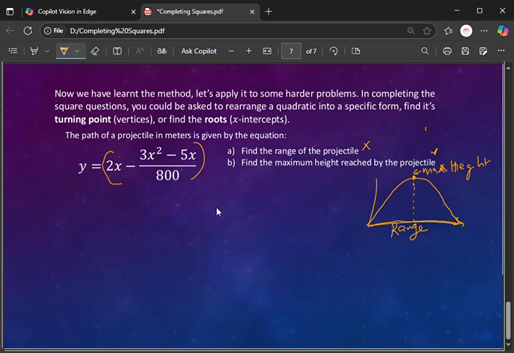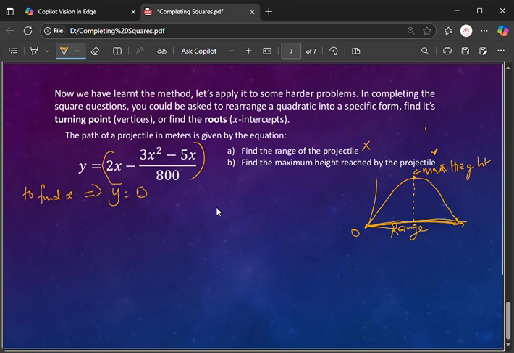Okay, let me try to do this. So part A, they want us to find the range. So if we are finding the range, since it is the x value, it means that the y value is 0. To find x implies that y is 0. So automatically y will be 0 if we are finding the range, the horizontal distance. Okay, so that is one basic tip that you need to know.